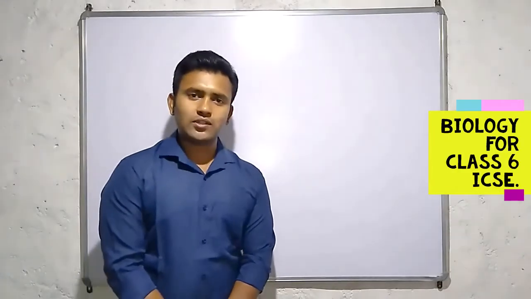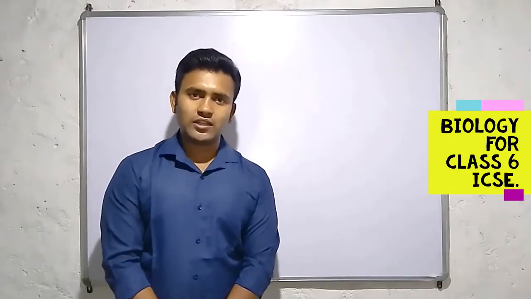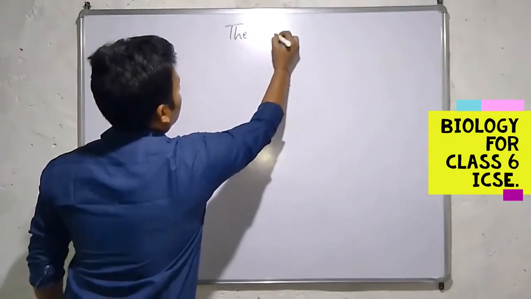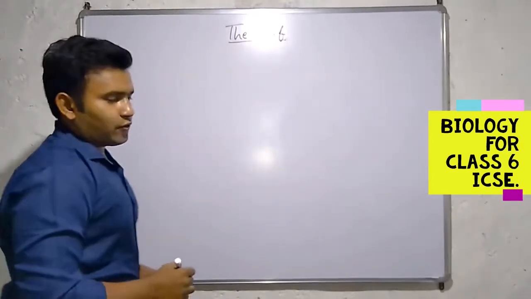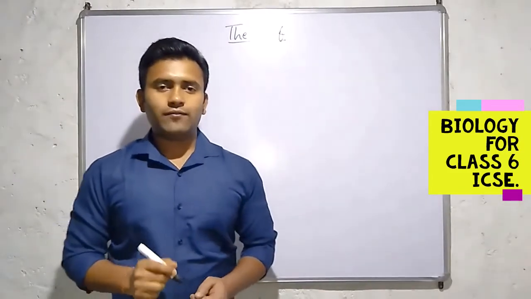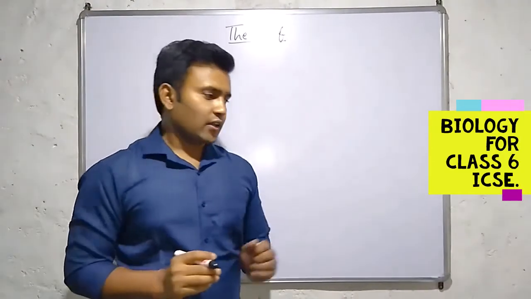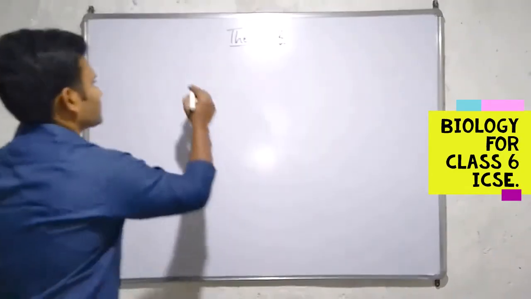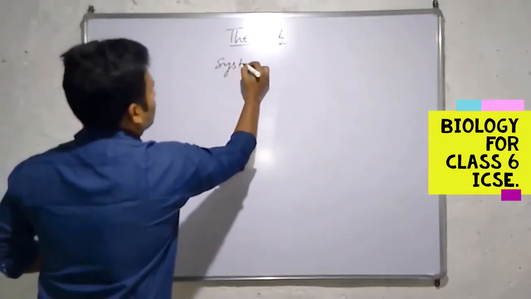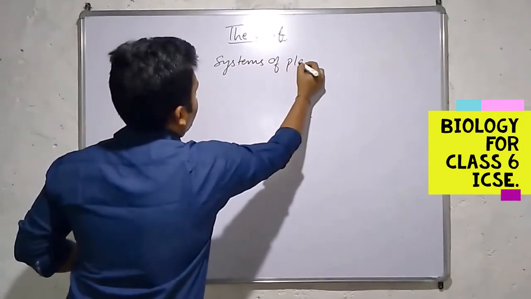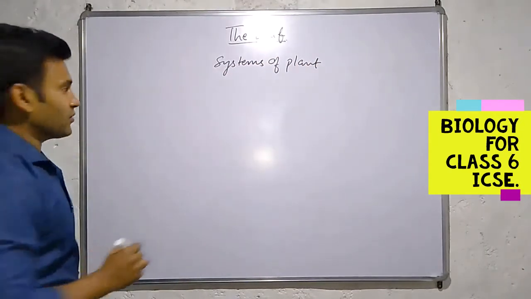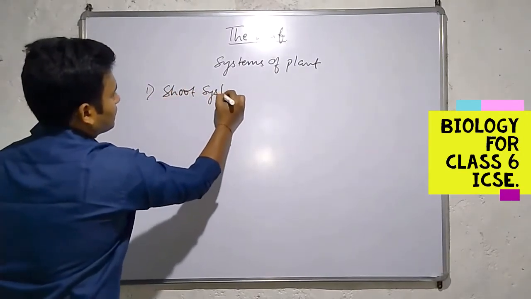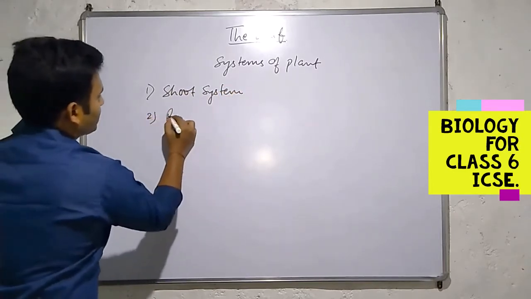So today I am going to teach you the first chapter of your biology subject, which is the leaf. So before we discuss about the leaf, I would like to tell you some important thing about the plant. Basically, plant has two systems. These two systems are number one, shoot system, and number two is root system.